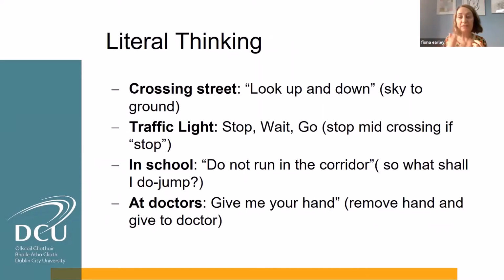And these are just some expressions that I would have come across. I've worked in the area of autism for 20 years, from 2-year-olds to 65-year-olds. So for example, "look up and down" when we were crossing the street. The boy literally looked up and down to the sky, to the ground. Traffic lights, when I would say stop, wait, go, this is going to be the process. Halfway across the street, the little boy would stop, because I instructed him. I said, stop, wait, go. So he stopped, he waited, and then he went.